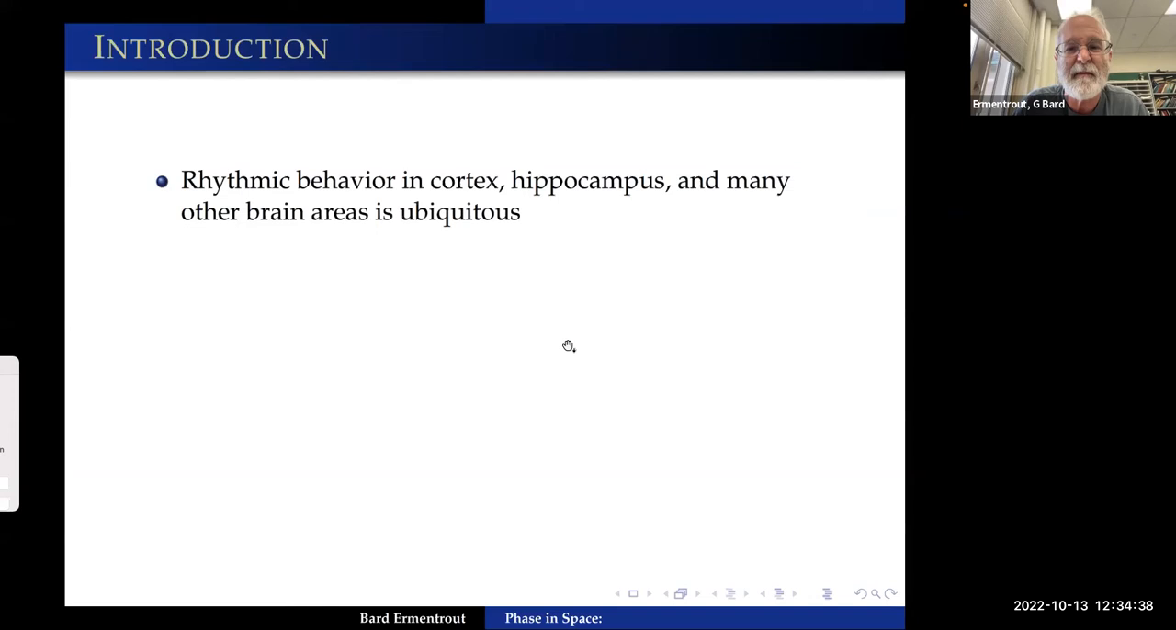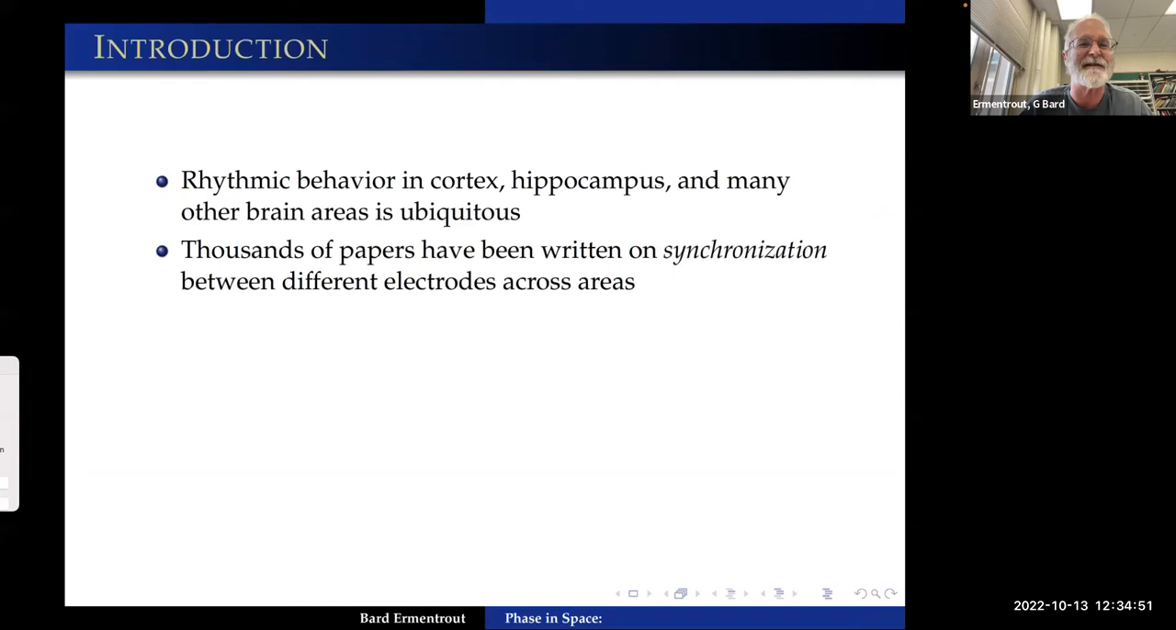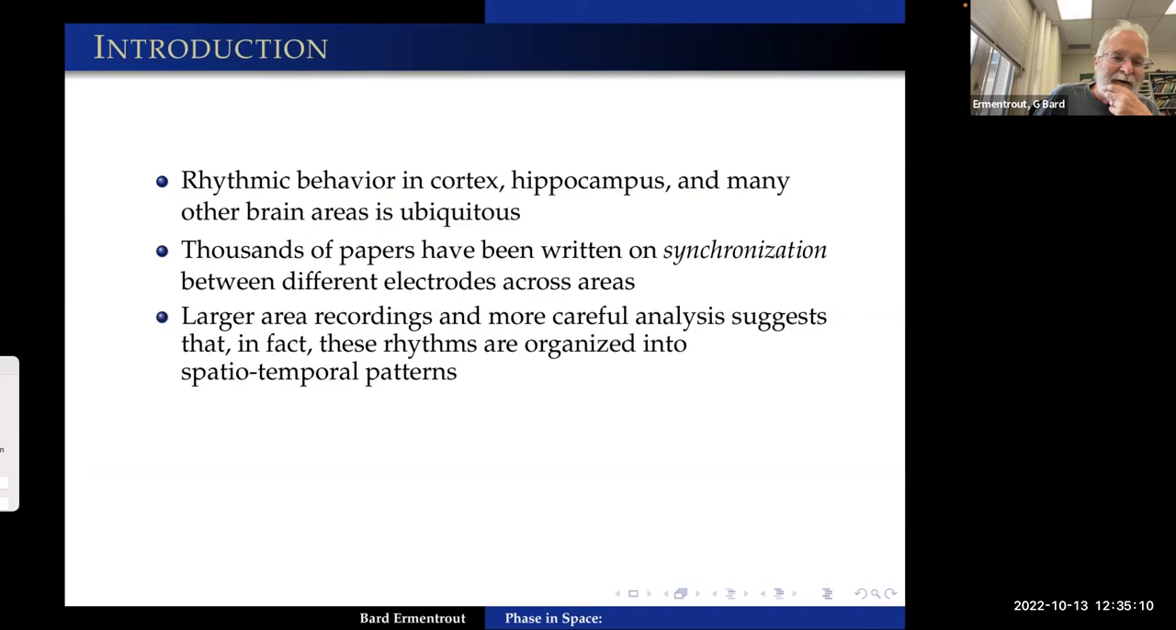Rhythmic behaviors in cortex and hippocampus and many other brain areas are ubiquitous. Thousands and thousands of papers have been written on synchronization between different electrodes across different areas with different models, and you name it, there have been papers about it. Larger area recordings and more careful analysis suggest that, in fact, these rhythms are organized into spatiotemporal patterns.